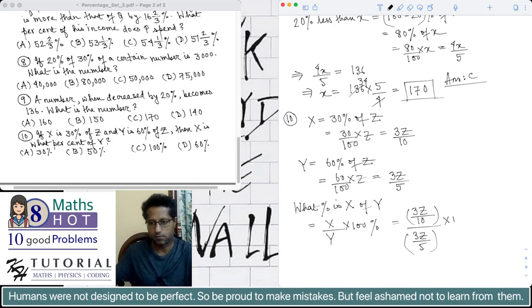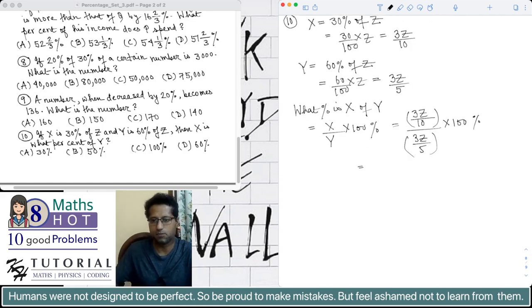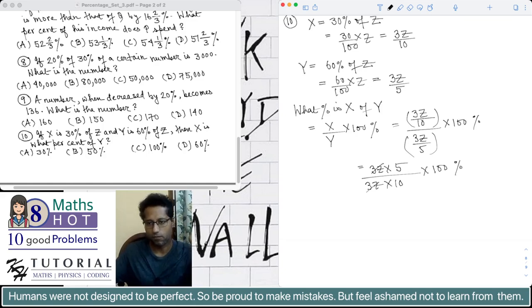So we have this percentage. After simplification, this becomes 3z multiplied by 5 divided by 3z multiplied by 10, and whole multiplied by 100. So 3z cancels out. 5 divides 10 with 2 and 2 divides 100 with 50. So the answer is 50 percentage. And hence the correct choice is B.